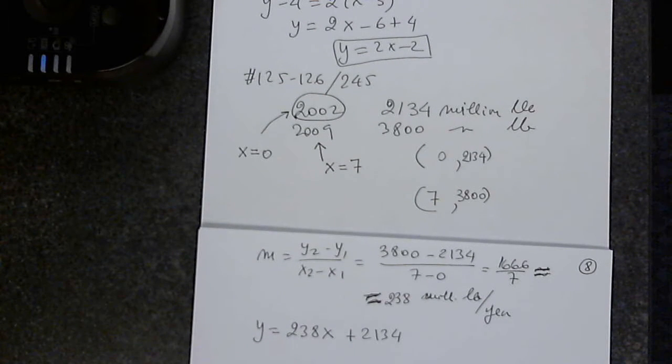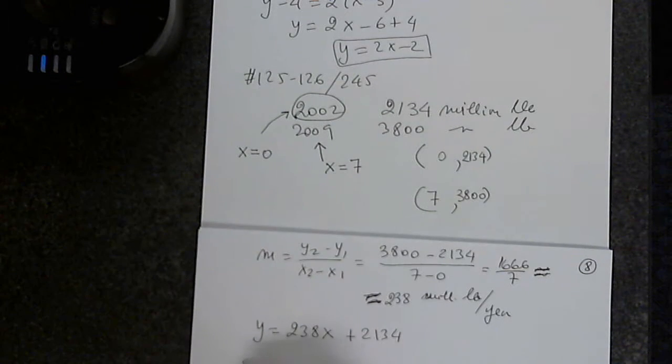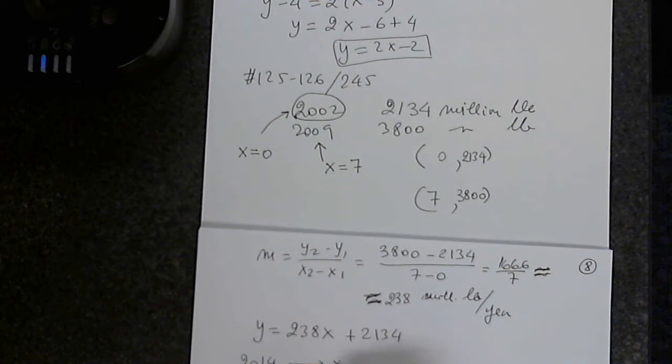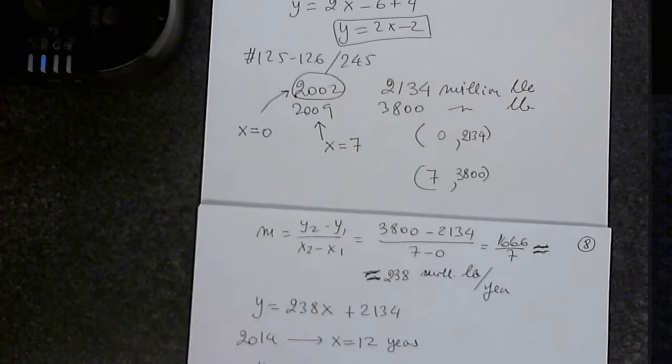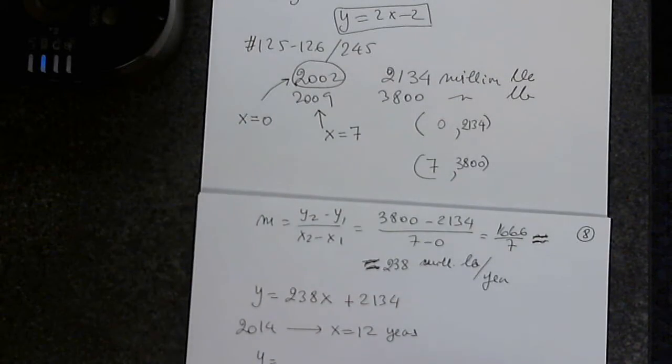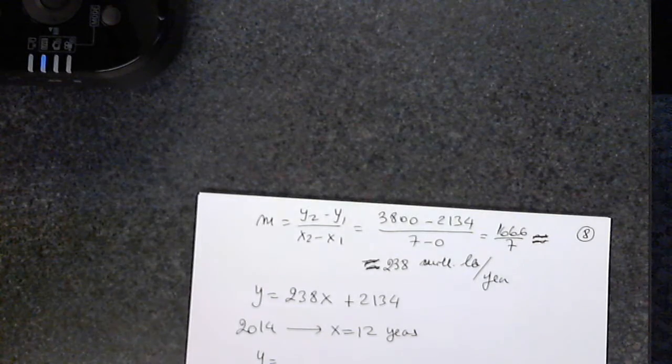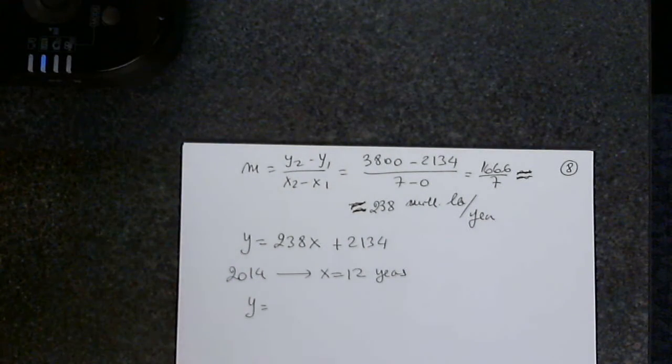Okay, now use this equation to predict yogurt production in the year 2014. What does year 2014 represent in terms of x? Because I can't put the name of a year in an equation. x equals 12 indeed, 12 years. So please tell me what is the production in 2014, forgive me, assuming that the model still holds.